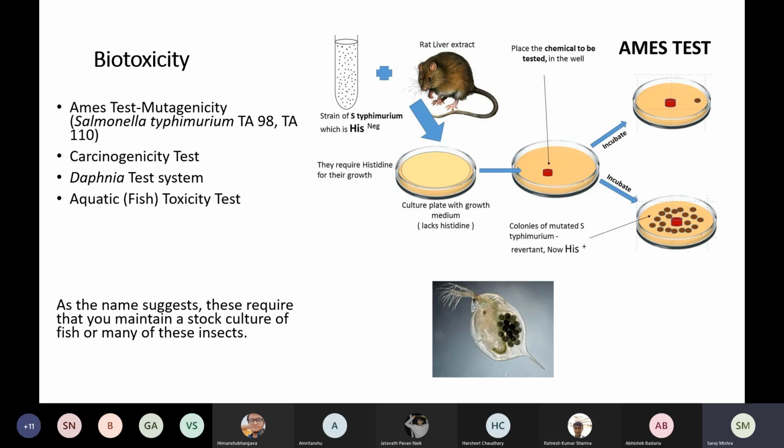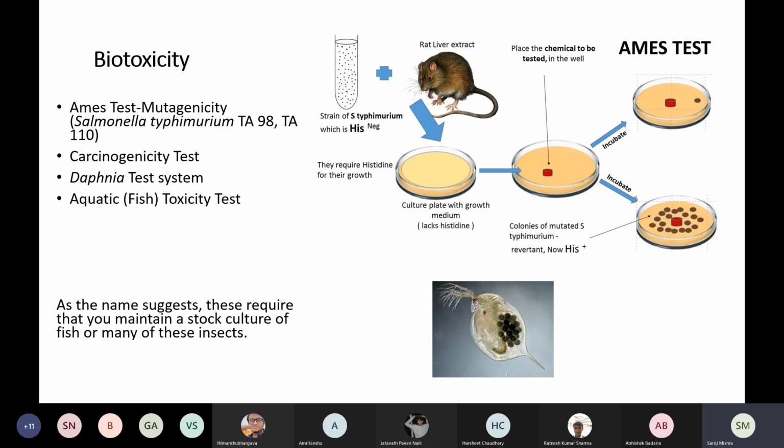Okay, so very quickly, in the AIMS test, what is utilized is a bacterium called Salmonella typhimurium strains TA98 and TA110. These Salmonella typhimurium strains that you get, for example, from a culture collection when you carry out the AIMS test, are all histidine negative. That means these cells are not capable of making histidine. They are defective in one of the enzymes that is part of the histidine biosynthetic pathway.